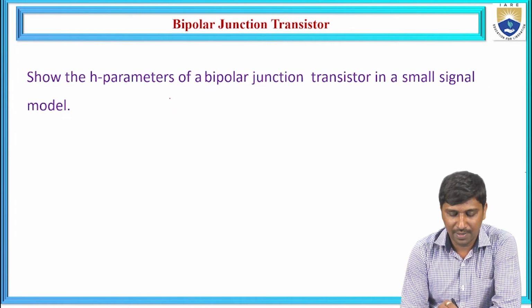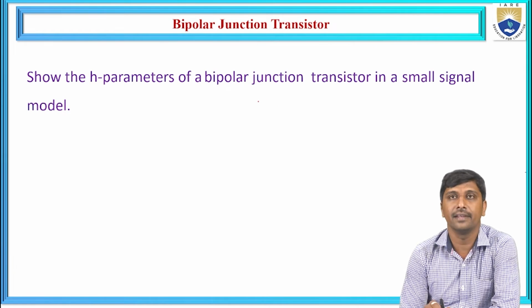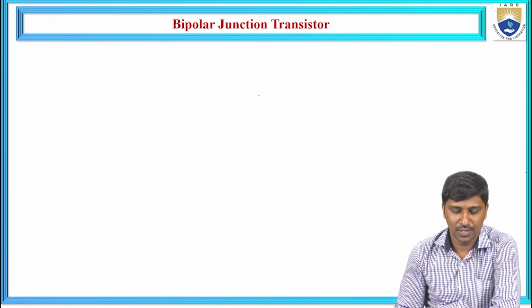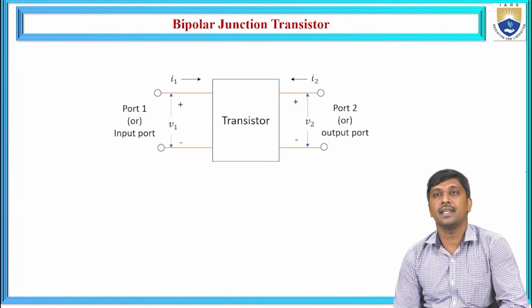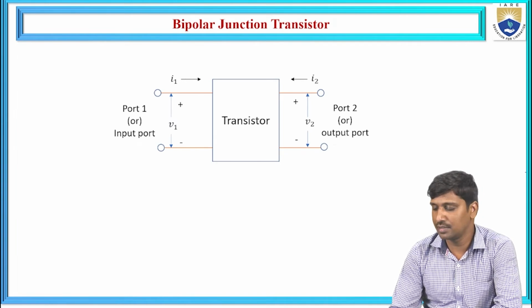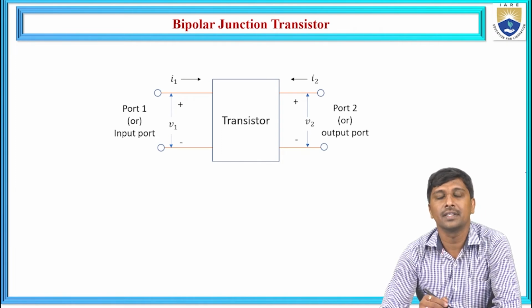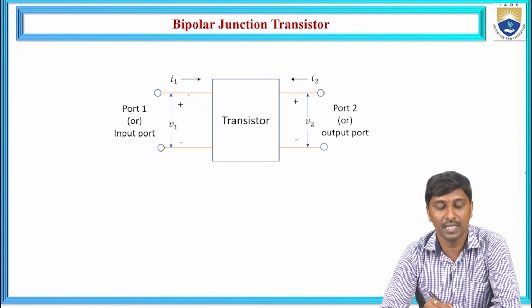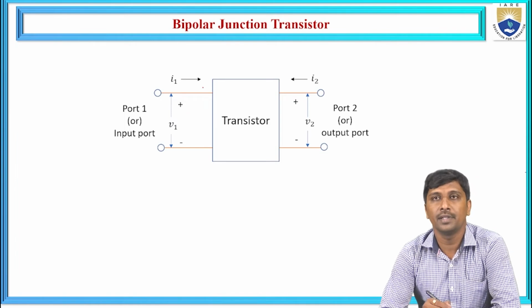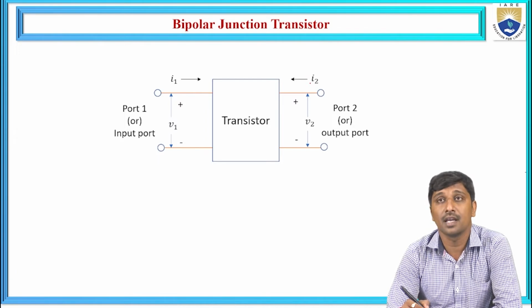Now show the H parameters of a bipolar junction transistor in a small signal model. So we know that the transistor acts as a two-port network. On the input side, it contains two parameters, the physical quantities measured in terms of input current and input voltage, and similarly the output side is also measured in terms of two physical parameters, that is output current and output voltage.